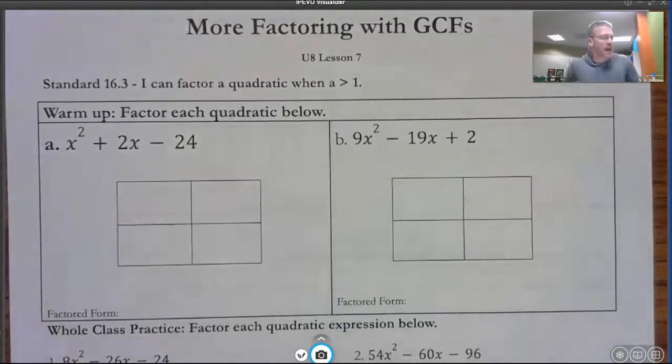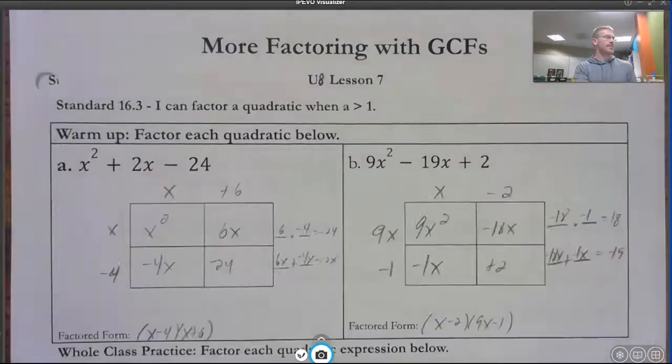So go ahead and factor part A and part B, doing our normal things. There are no GCFs in these two, so I'll give you that hint right away so you can jump into your factor pattern. So factor those, flip the video back on, and let's see how you did.